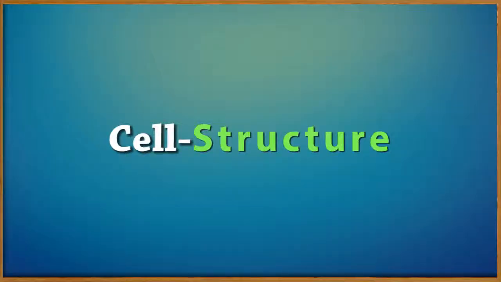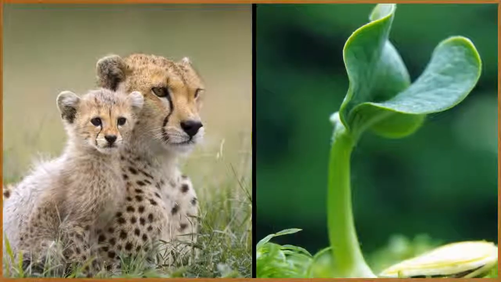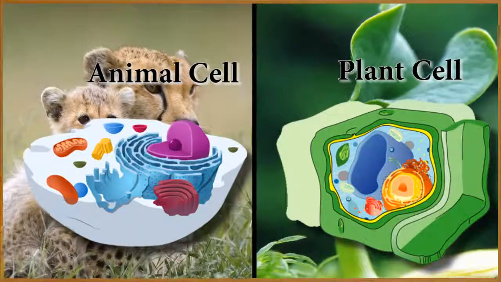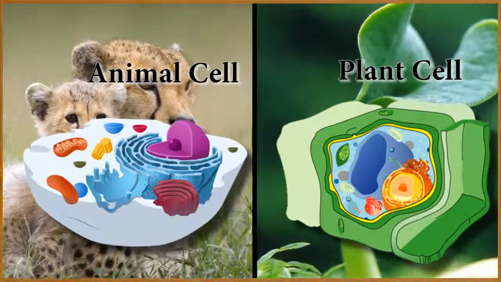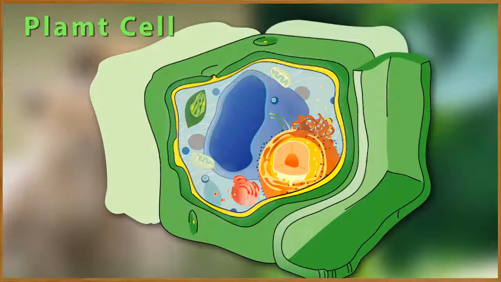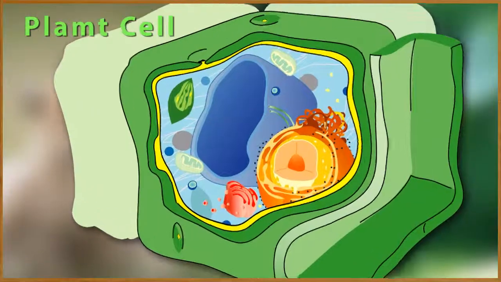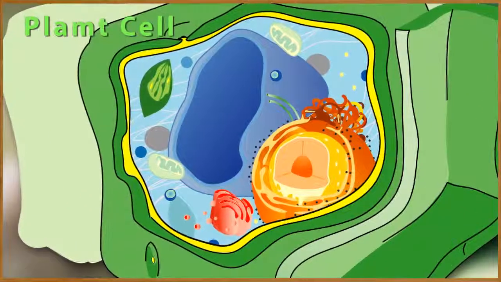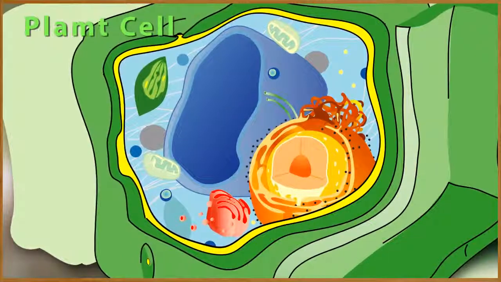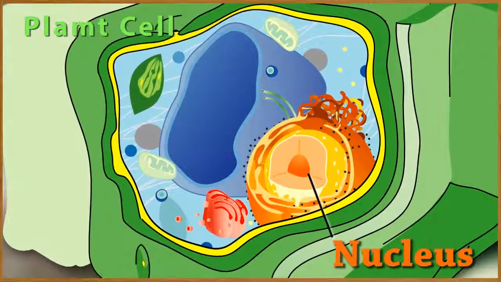Cell structure. All sorts of animal and plant cells have a cell membrane around the outside. Inside the cell membrane is a jelly-like substance called cytoplasm. The cytoplasm has many small structures called organelles. The most obvious organelle is the nucleus.